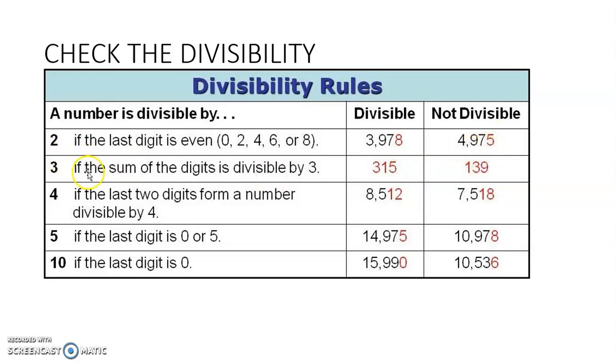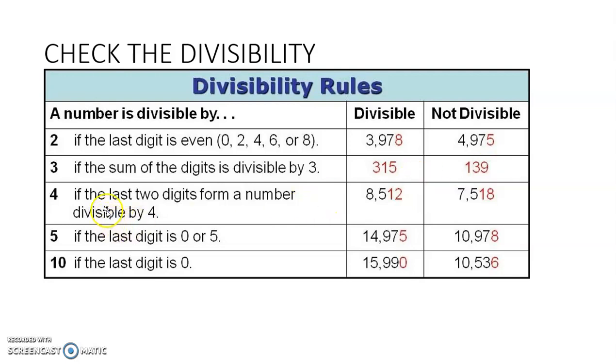Now what is the rule of 3? We have to check the sum of the digits. If the sum is divisible by 3, then the number is also divisible by 3. So 315 is divisible by 3. How can we say that? 3 plus 1 plus 5, answer 9. 9 comes in the table of 3. So 315 is divisible by 3. Now here, 139 is not divisible by 3. Why? Because 1 plus 3 plus 9 gives us 13. 13 is not in the table of 3. So it is not divisible by 3.